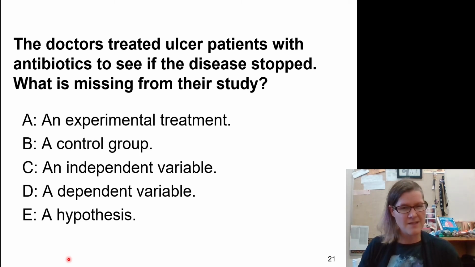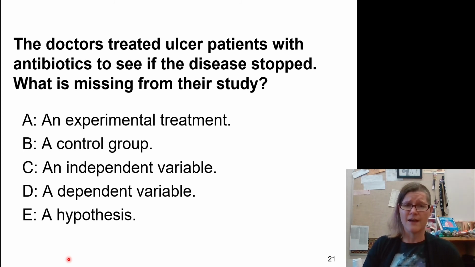Is that sufficient? If we just treat all 100 of those people to see if the disease stops, then what? Oh, we are missing a key part of this study. Of all of these things, we have an experimental group because we're giving them antibiotics, but what are we comparing it to? You always have to have a group to compare, and that's your control. So the control is the key concept.